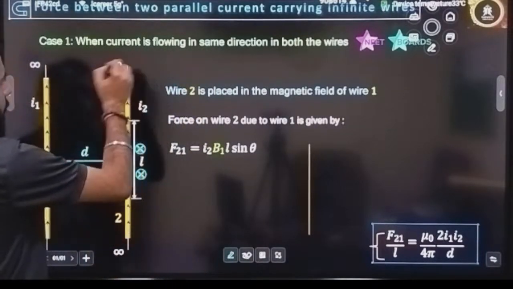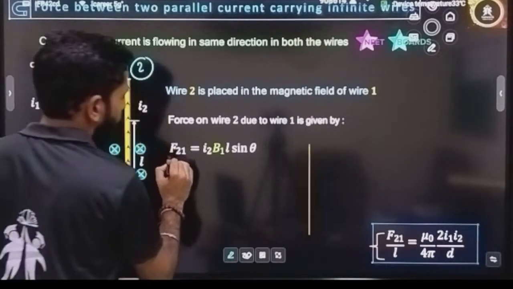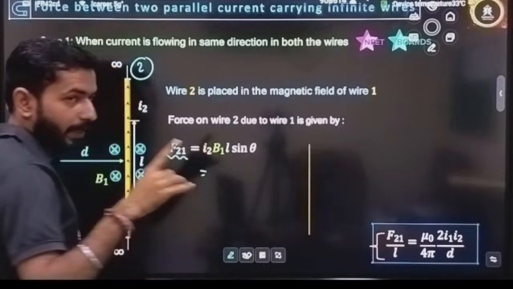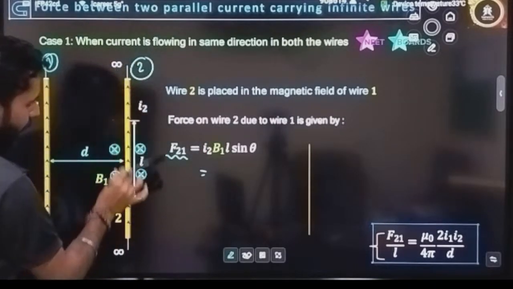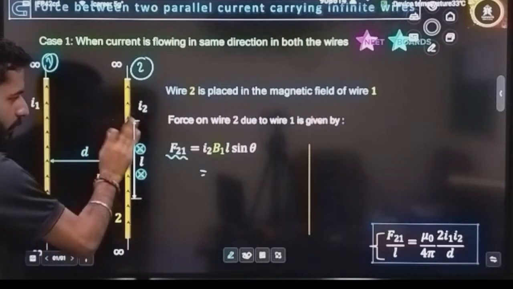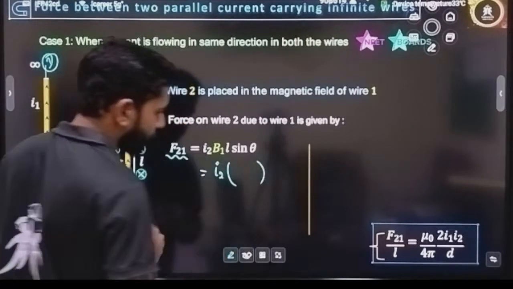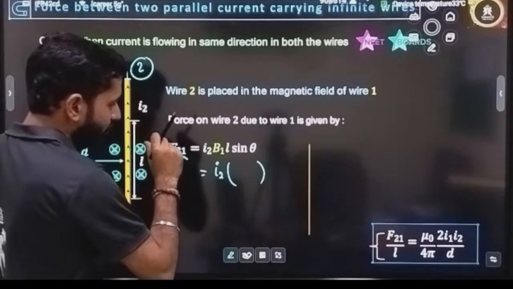Let's suppose I want to write the effect of wire 1 on wire 2. That's why I have written force on wire 2 due to wire 1. How will we write it? The basic formula is I into B into L. Tell me what is the current flowing in wire 2. I am only focusing on wire 2. That is I2. Correct? Clear? Now tell me what is the length.